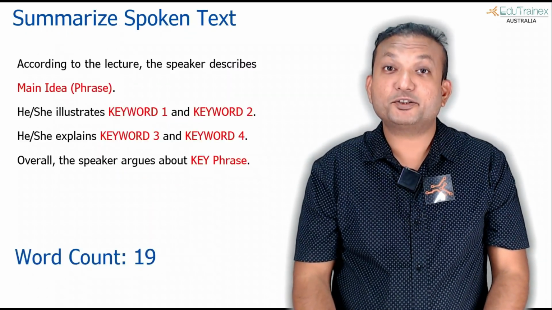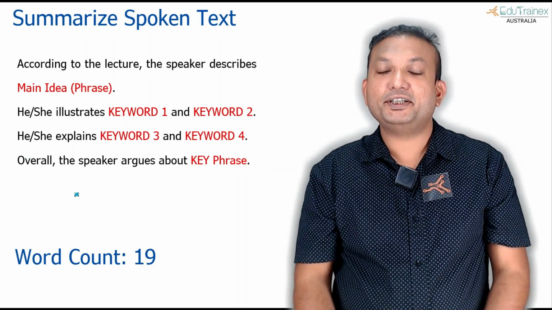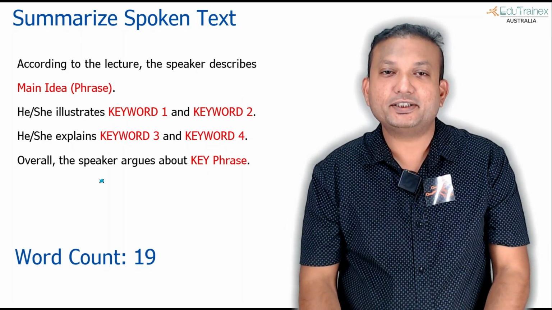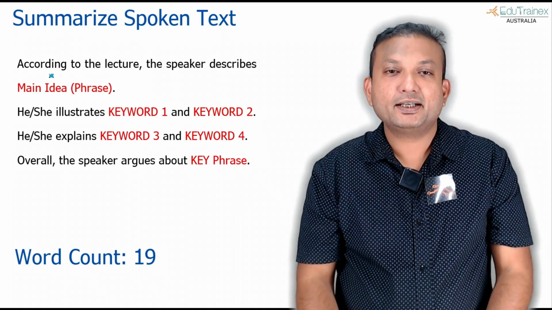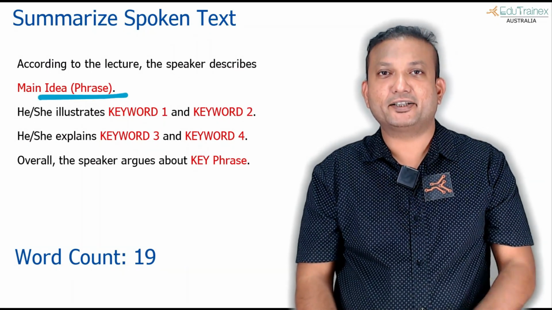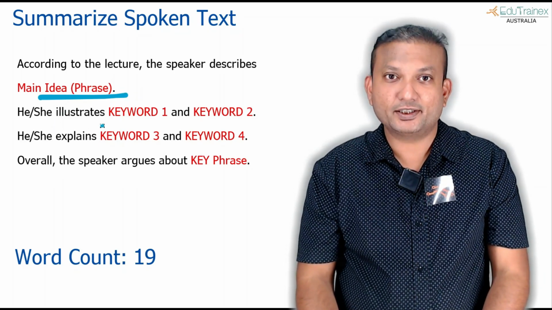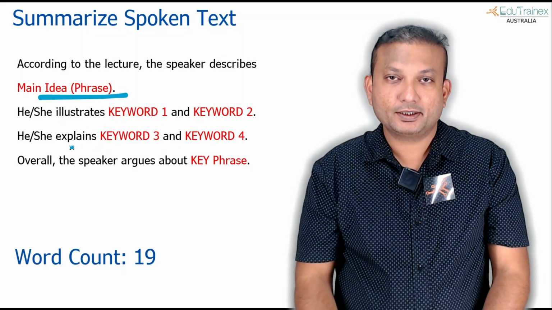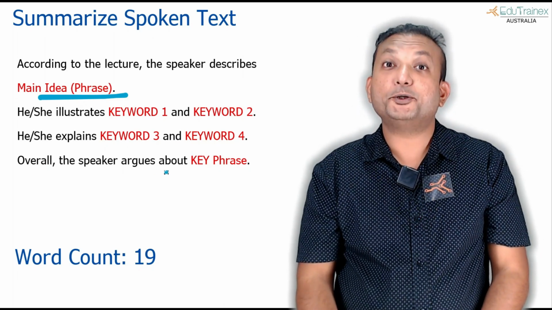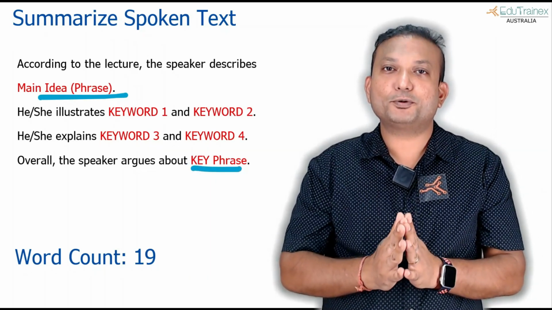The first one is summarize spoken text. Now it is a little bit different from the PTE Academic exam. Over here you have a word limit of only 20 to 30 words, which is why the template is a simplified template. According to the lecture, the speaker describes, and then you put the main idea here in the form of a small phrase. Then you say he or she illustrates keyword 1 and 2. He or she explains keyword 3 and 4. Overall, the speaker argues about a key phrase, a short phrase again. Just be mindful of the word limit.